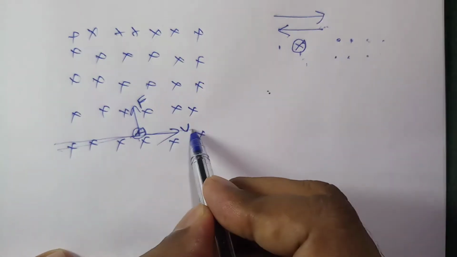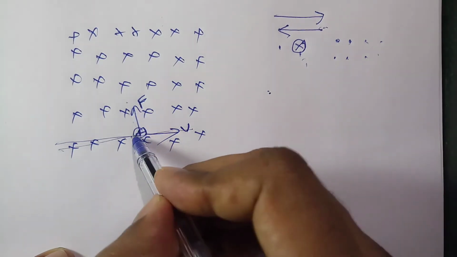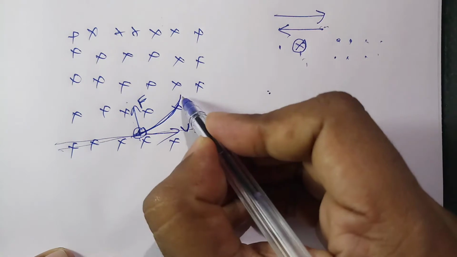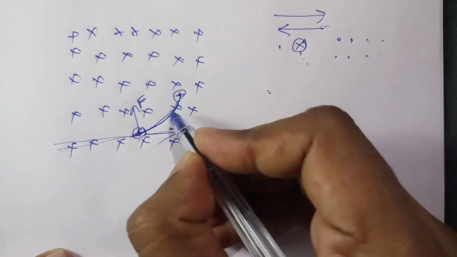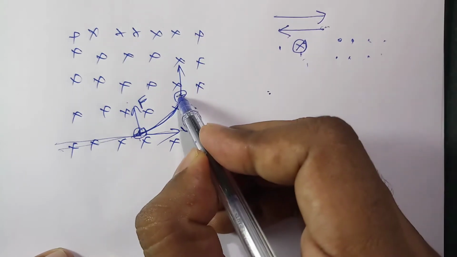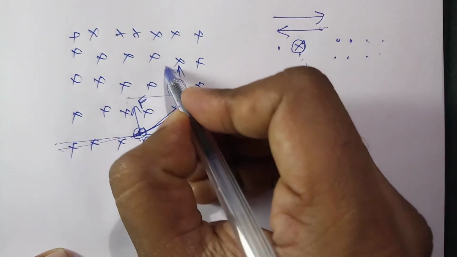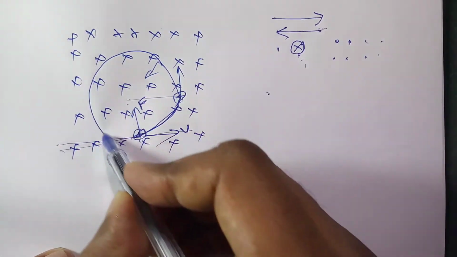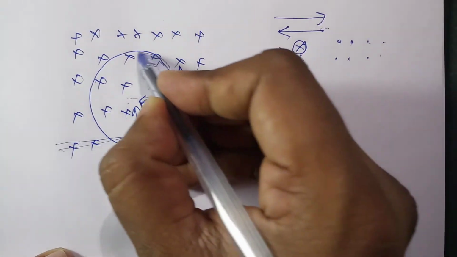So if it is moving like this and experiencing a force like this, then its path will move like this. Once it reaches here, again it is a positive charge, so the velocity will be this way and the force will be again this way. So it will move in a path like this. From here the force will be like this. So finally it will move in a circular path. That is very, very important.